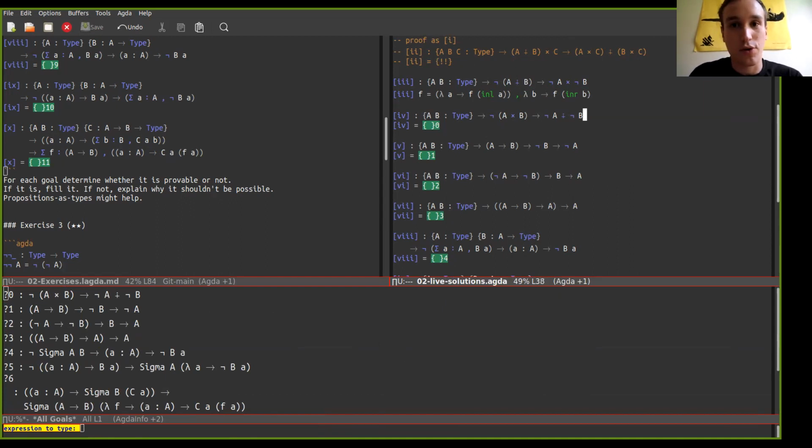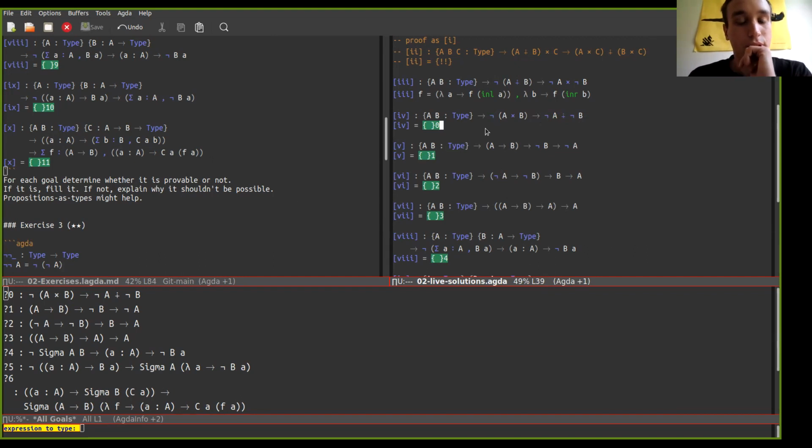So let's move on to 4. Who thinks that 4 is provable? No? Yeah. Okay. So some people say it's not provable. So let's think a bit about why this is not provable. It says that if not A and B, then either not A or not B. Yeah, exactly. So constructively, this statement is not provable without the law of excluded middle.